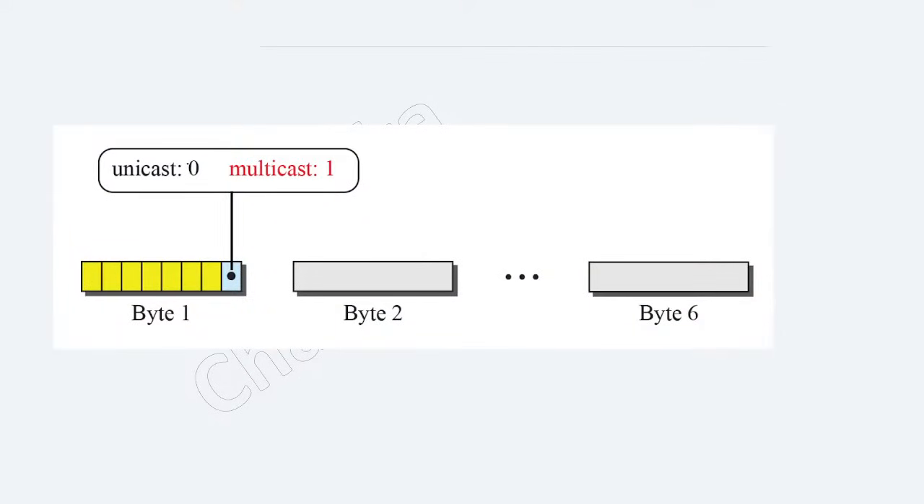Now questions come like: which one is unicast, which one is multicast, which one is broadcast, and how to identify that. Always check the first byte, and from the first byte, the last bit. If it is 0, that is a unicast address, meaning an even number. If the last bit is 1, meaning an odd number, then that is a multicast address.